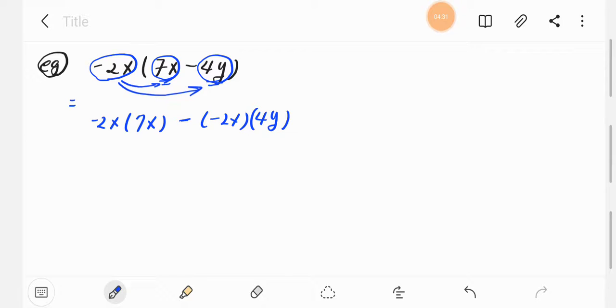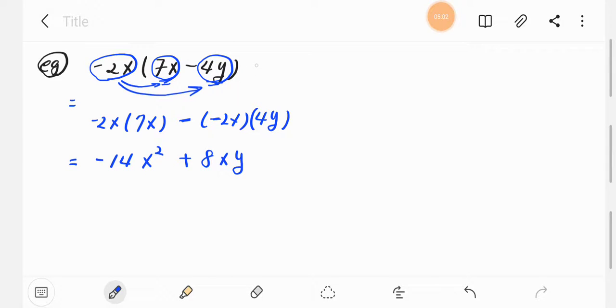Alright, then this is equal to, negative 2 times 7 is what? Negative 14. x times x is x squared, right? And then for this, minus and negative becomes positive. So plus 2 times 4 is 8. And then xy. Can you see it? Okay, I hope so.